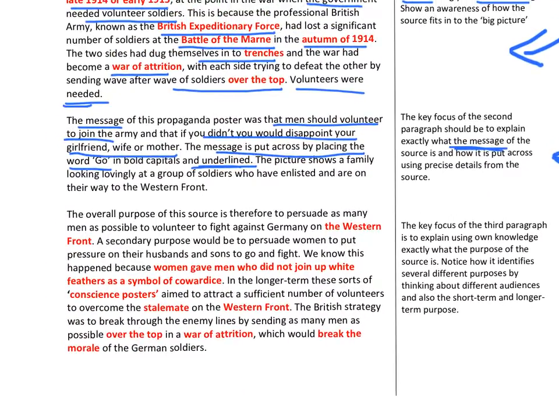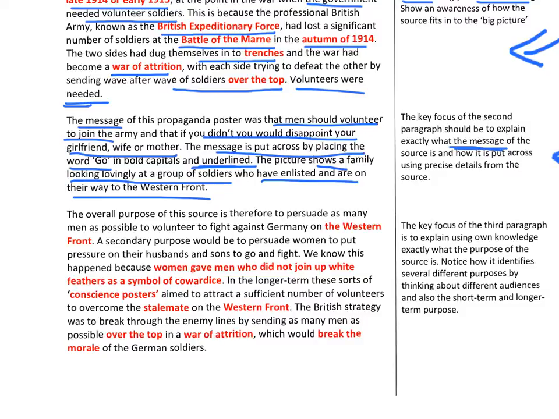You're applying those same skills that you used in question 1. The picture shows a family looking lovingly at a group of soldiers who've enlisted and are on their way to the Western Front. So again, really important, as you do with question 1, you pick out those little details and put them into that paragraph. So there's a lot of inferring and backing up with evidence going on in there.